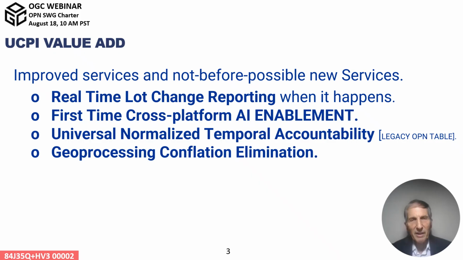UCPI value add is improved efficacy of existing services and introduction of not before possible new services, including universal real-time lot change reporting when it happens, not when your vendor reports it, and first-time cross-platform AI enablement, universal normalized temporal accountability, and geoprocessing conflation elimination.